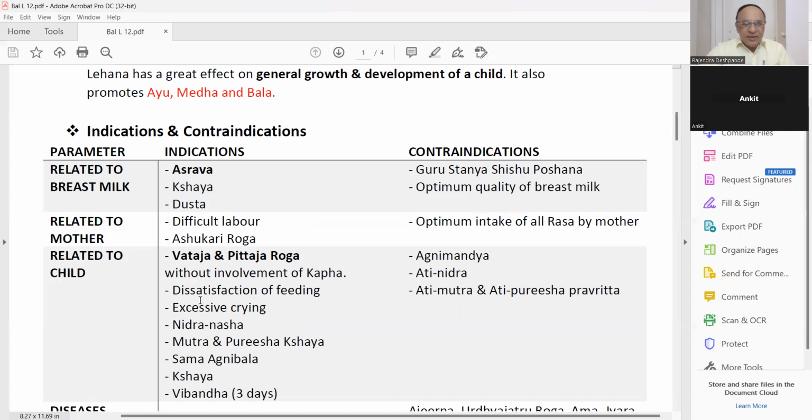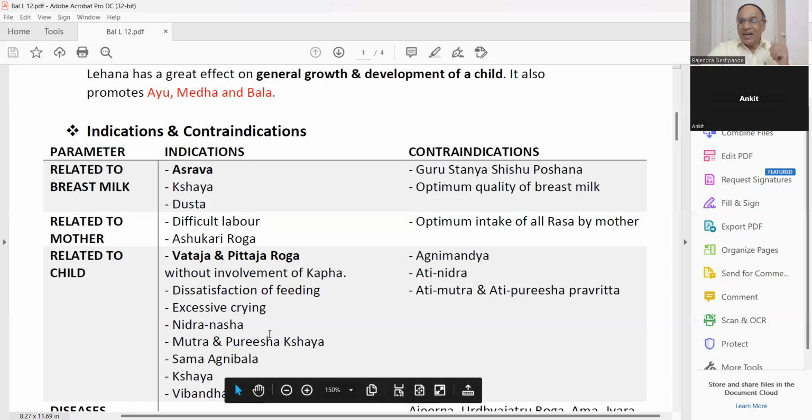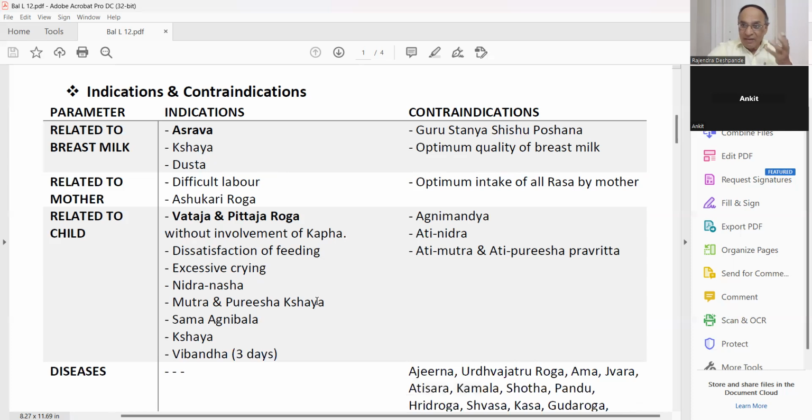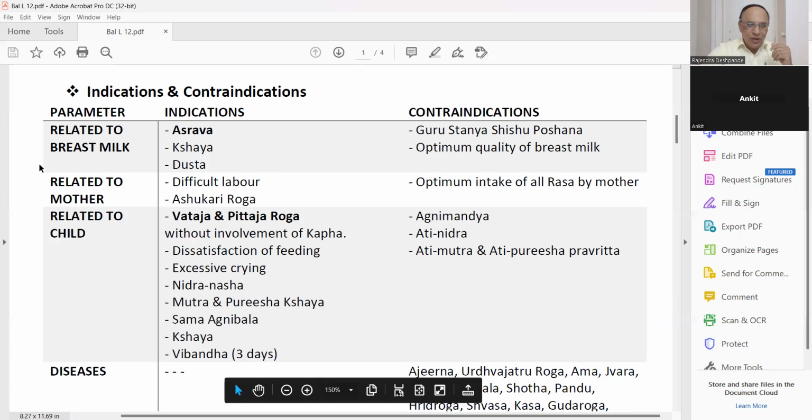Okay? Then dissatisfaction of feeding. The child is not happy, the baby is not getting enough milk and good quality milk. Then you can supplement with lehana. Excessive crying indicates the nourishment of the physical body and mind is not good, then you can give the lehana. That is it, these are the indications. Nidra nasha, the child is not sleeping properly, irritation is there, give lehana. Then mutra and purisha kshaya, deficiency. Again, kshaya is there, like urine is not passing properly, urinary tract infection, oliguria, constipation. Give the lehana.